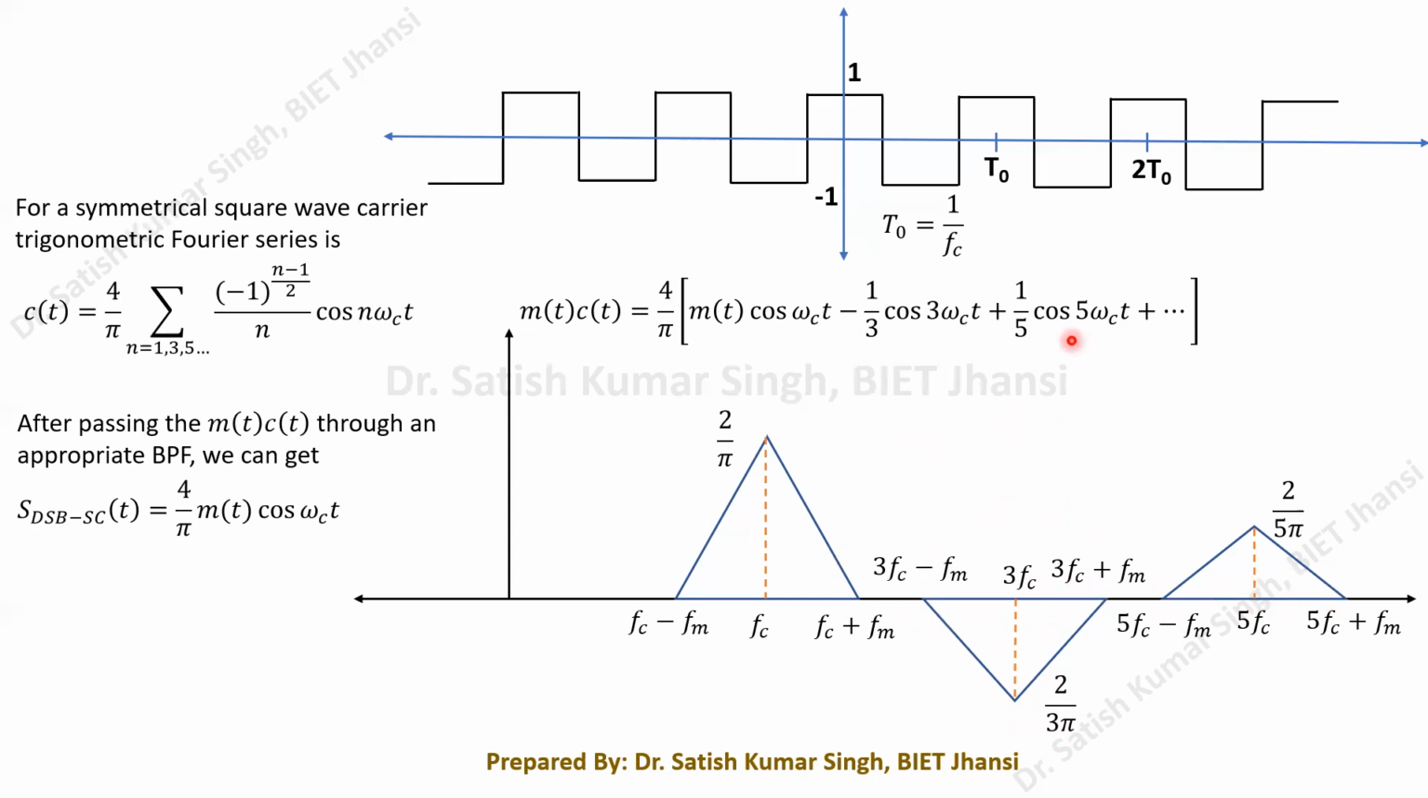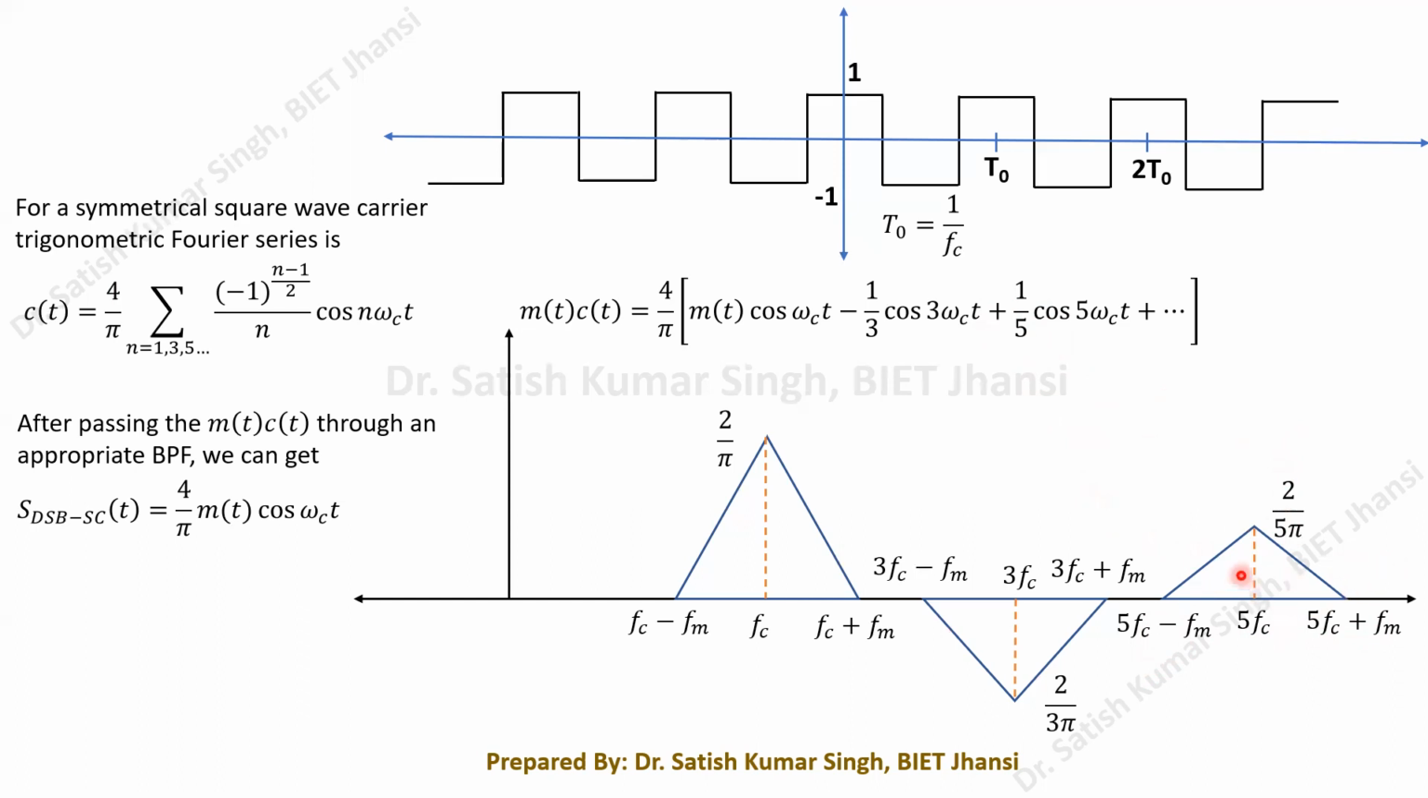Again, if you consider the next one, its height will be reducing again. Now it is having less height. It is a plus sign, so we are going to get 2 upon 5 pi, and it is shifted around 5 fc, which is 5 fc plus fm and 5 fc minus fm, and so on. There will be an infinite number of such bands.